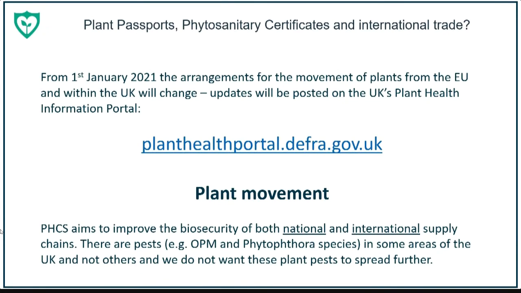And what about plant passports, phytosanitary certificates, and international trade? From the 1st of January 2021, the arrangements for the movement of plants from the EU and within the UK will change. Updates will be posted on the UK's Plant Health Information Portal. In terms of plant movement, what the Plant Healthy Certification Scheme aims to do is improve the biosecurity of both national and international supply chains.